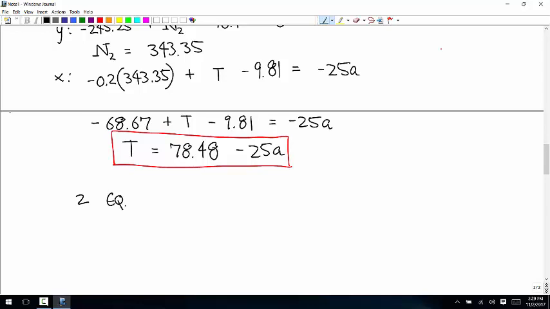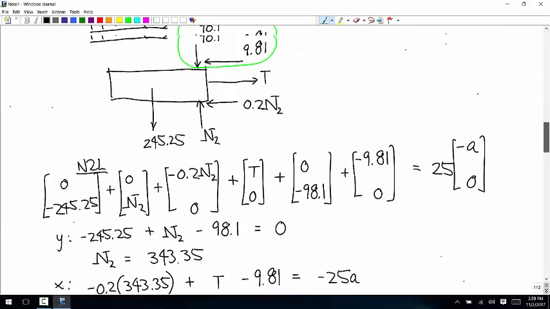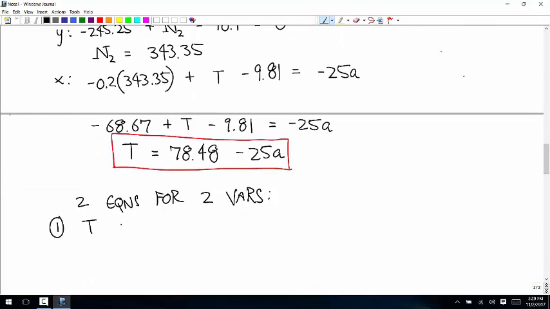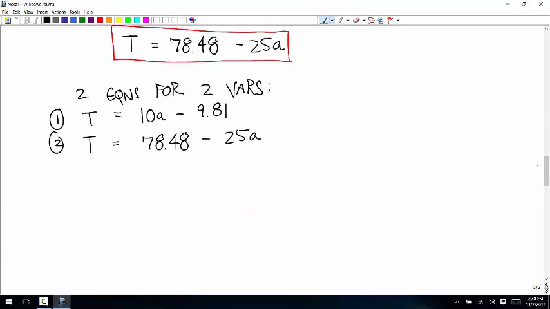So here's our two equations for two variables. The first one says t is equal to 10a minus 9.81. And our second one says t is equal to 78.48 minus 25a. The right side of both of these equations is equal to t, so we can just set those two right sides equal to each other.